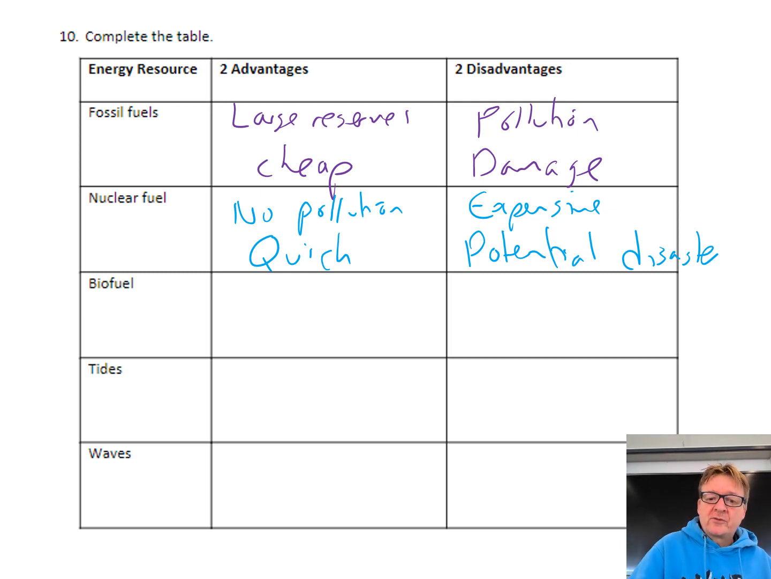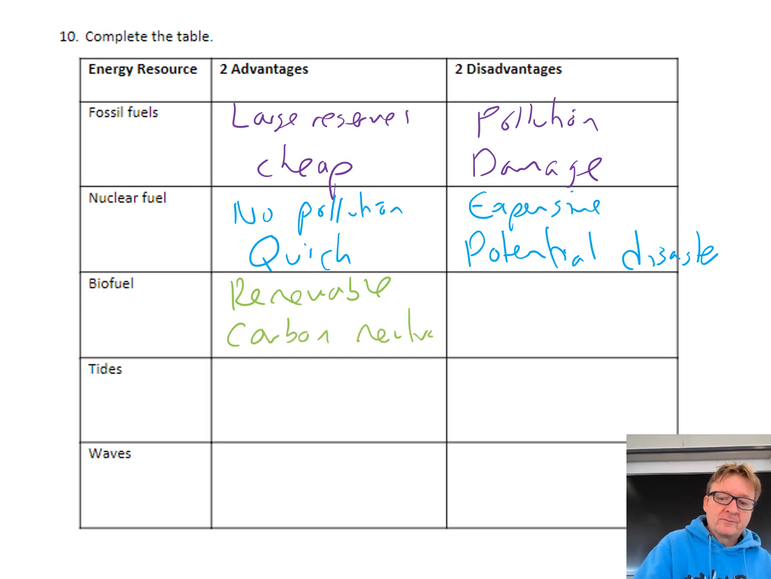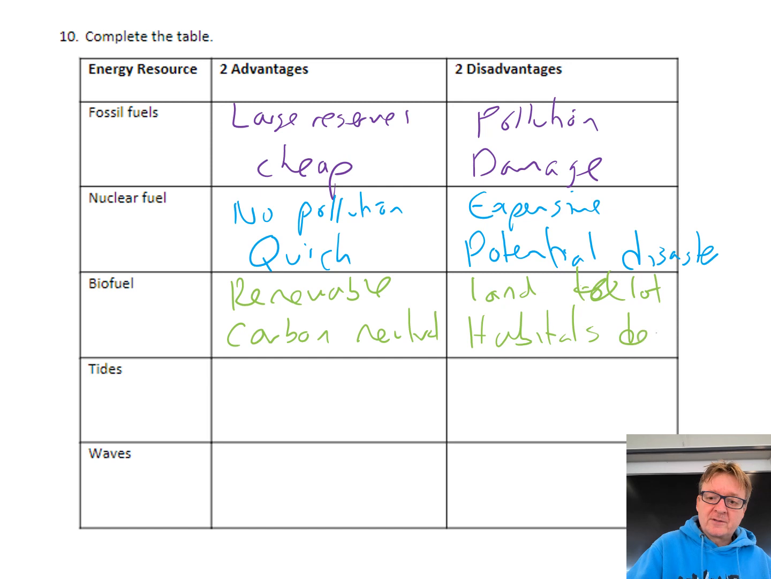Biofuel, this is when you grow a crop and then you burn it. Advantage is it is renewable, and it is also carbon neutral. Whatever you grow, you burn, so it's the same amount of carbon going in either direction. Disadvantages are you need a lot of land, and habitats are destroyed, because if you've got to use a lot of land to grow a lot of crops, then you've got to take over habitats to do that.